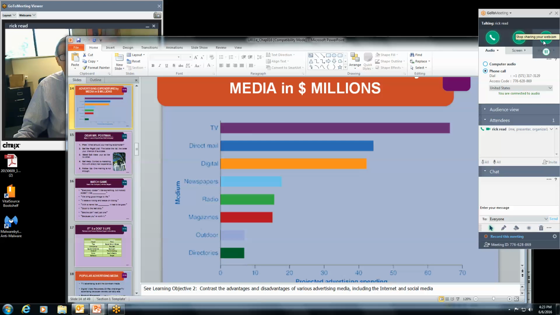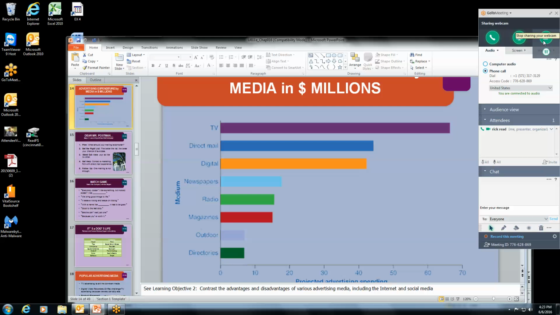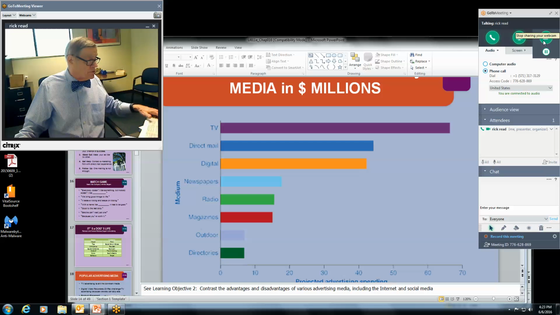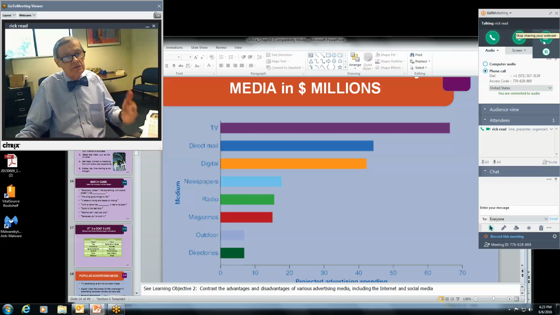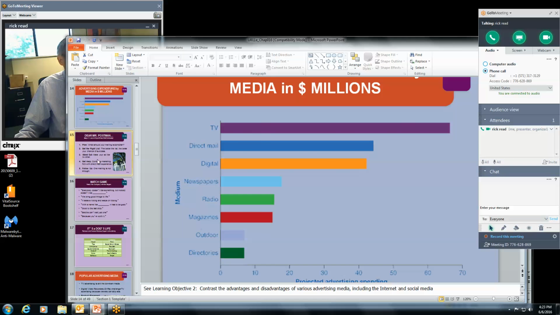I don't know how well you can see this slide, but you can see it graphically displayed at the top of page 450, figure 16.4, talking about the millions of dollars spent in various types of media advertising.